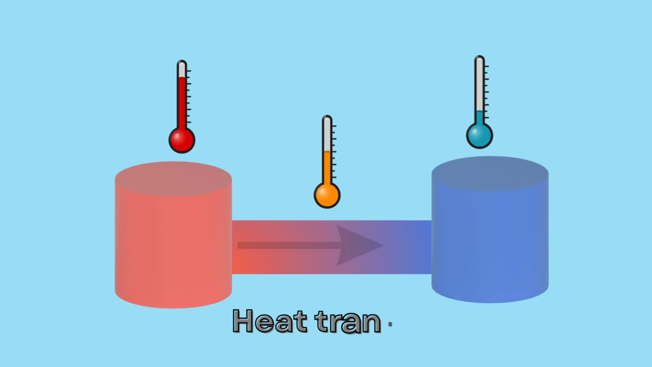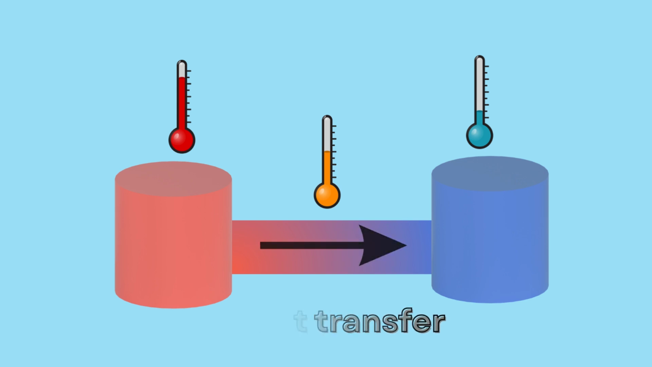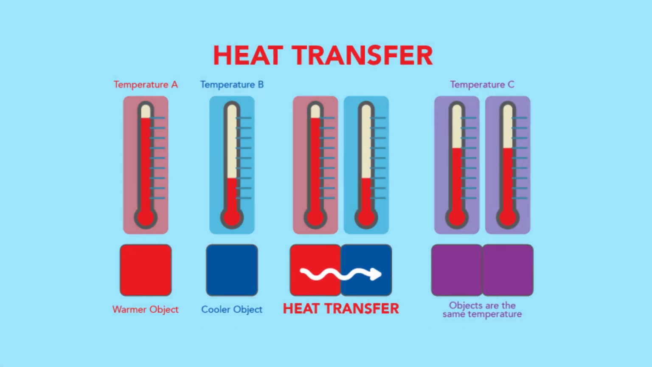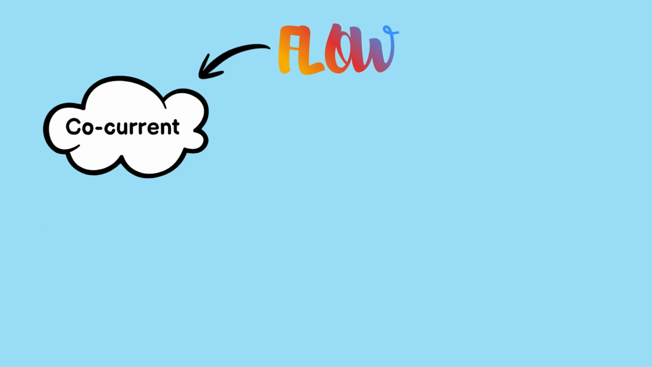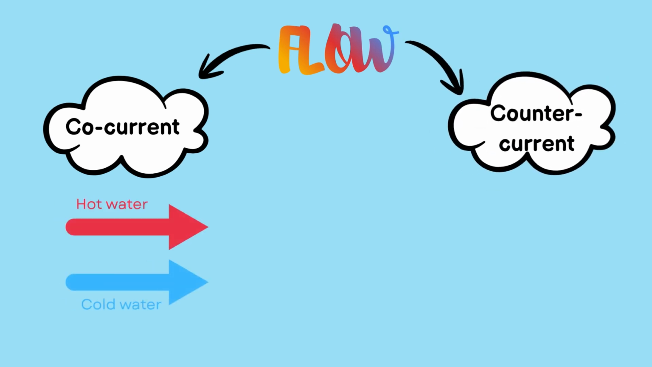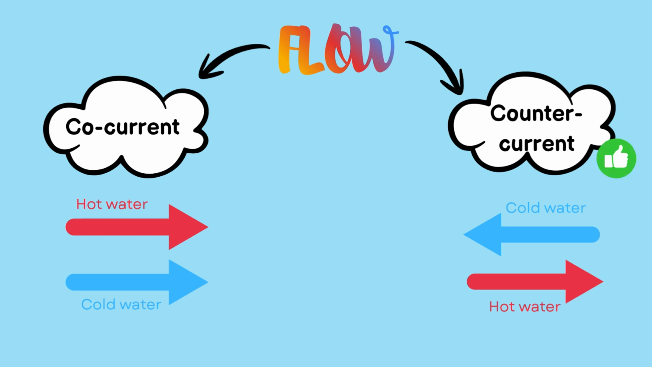Heat then moves from the hot water to the cold water because of the temperature difference. This follows the fundamental principle of heat transfer, where heat flows from a region of higher temperature to a region of lower temperature. As a result, the hot water gradually cools down while the cold water becomes warmer. The apparatus can operate under 2 flow configurations: co-current flow, where both fluids move in the same direction, and counter-current flow, where they move in opposite directions. Counter-current flow is generally more efficient in transferring heat.